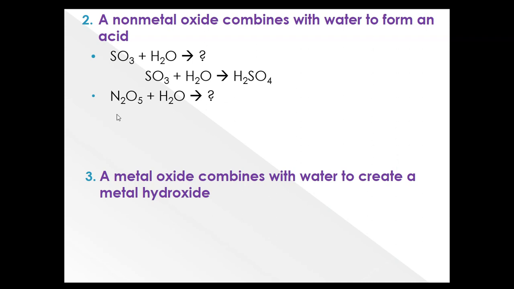Let's try another one. Here we have another non-metal oxide plus water is going to make an acid. We're going to do the squeeze method again. So if we squeeze this all together, we have 2 H's, we have 2 N's, and we have 5 plus 1, 6 oxygens. So let's take a look at what we have here. We have H2N2O6.